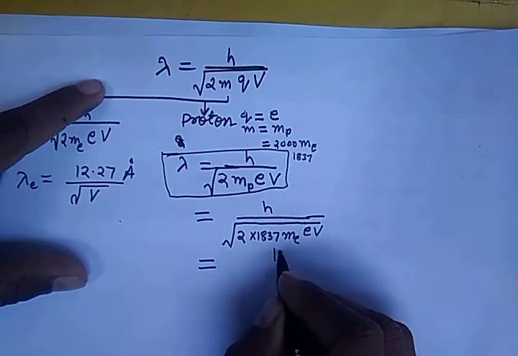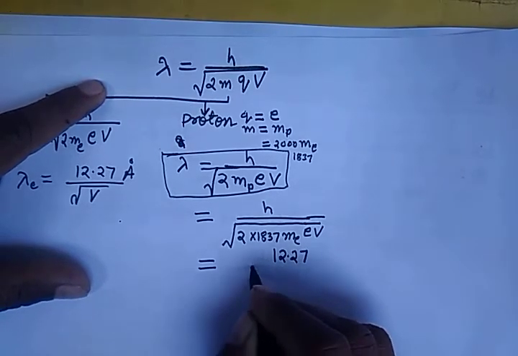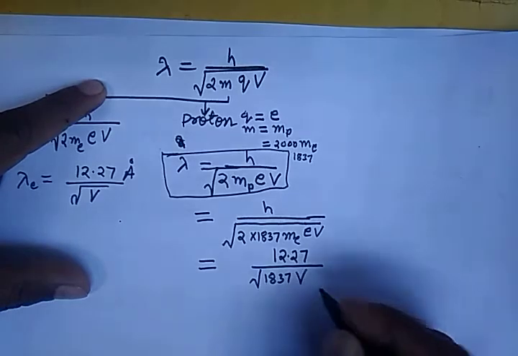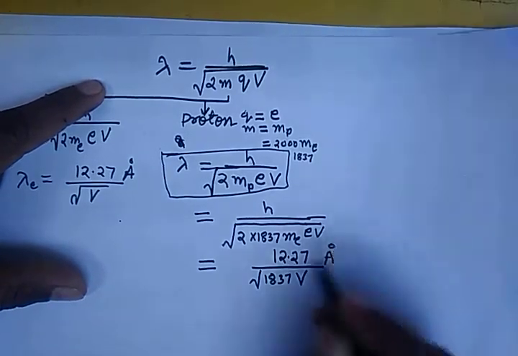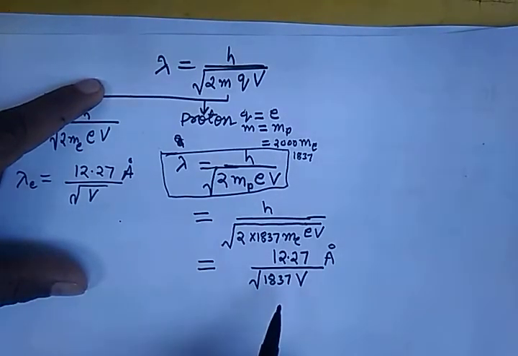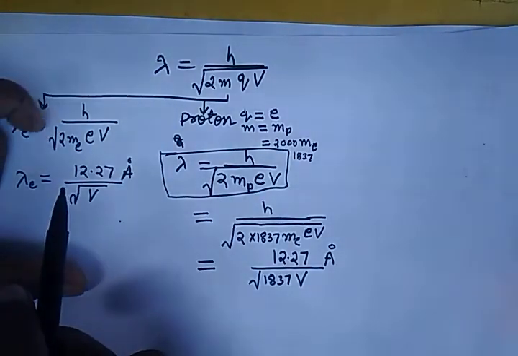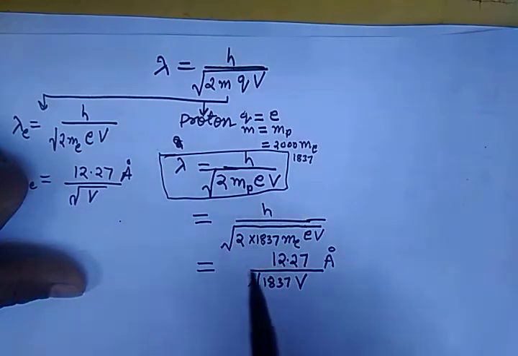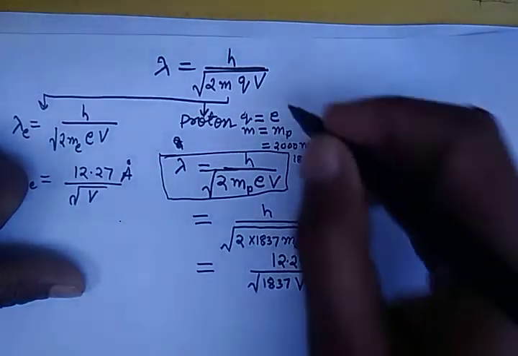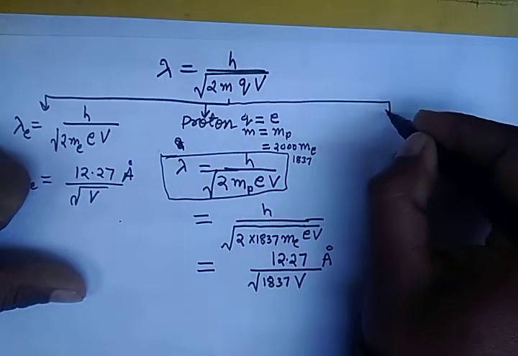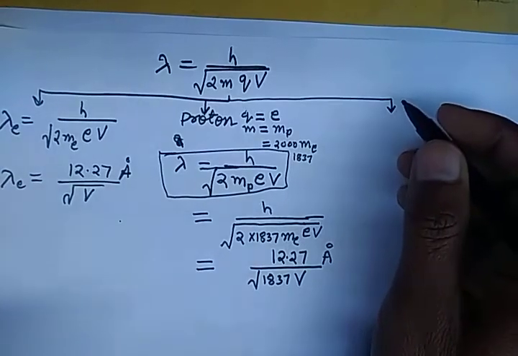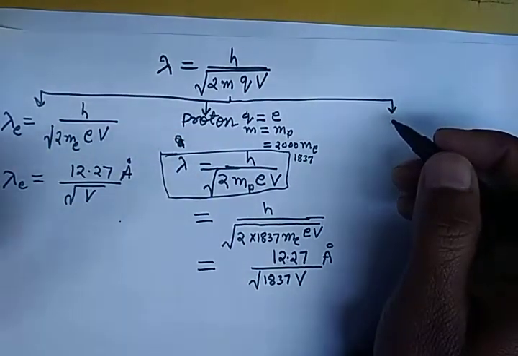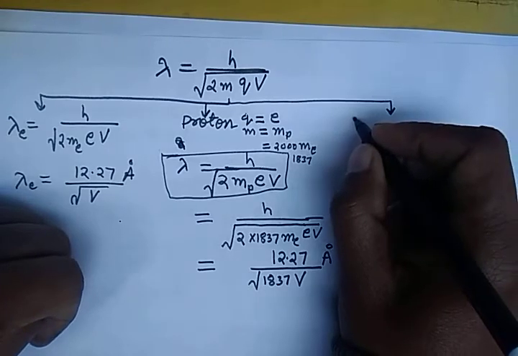Similarly, we can write 12.27 upon root of 1837 V. We can be tricky here: for mass, we can replace the conversion factor. So in terms of this electron formula, the wavelength for an electron, we can calculate for a proton also. I remind you, this type of question has never been asked, and there are some different ideas to solve that also, but you can in fact do this here for deuteron.